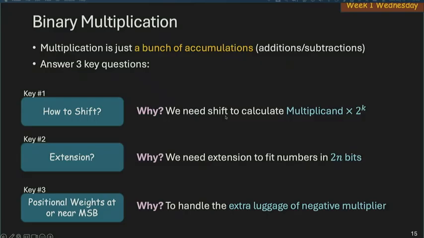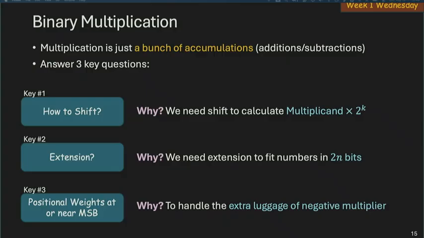And the reason why we care about these tasks is as follows. We need to do shift, because when we view the multiplier as a bunch of individual positional weights, some of them will have positional weight 2 to the power of k, right, a power of 2. And to calculate multiplicand times that number, you have to shift the multiplicand. Shift is a very easy operation, low complexity, and therefore that is preferred compared to doing a plain addition.